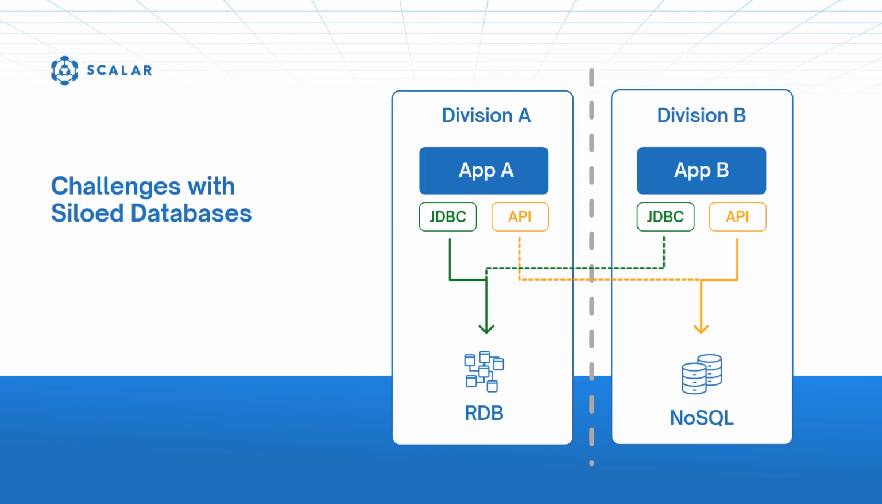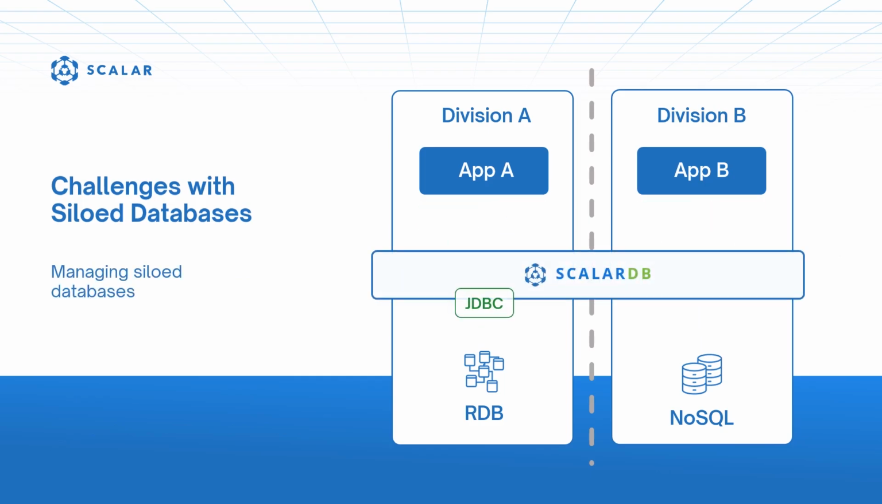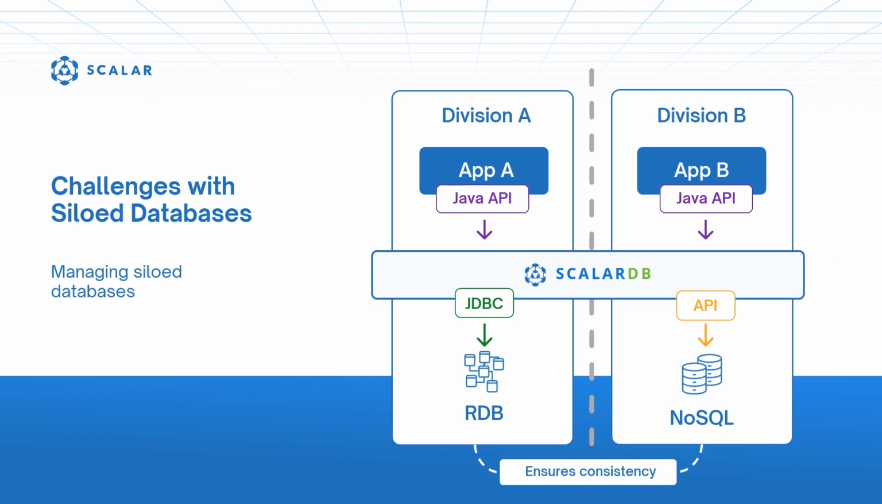With ScalarDB, you can achieve the following for siloed databases. Consolidate different interfaces for each database. Unify access methods to siloed databases. Handle multiple different databases as if they were one database. Ensure consistency among multiple different databases.